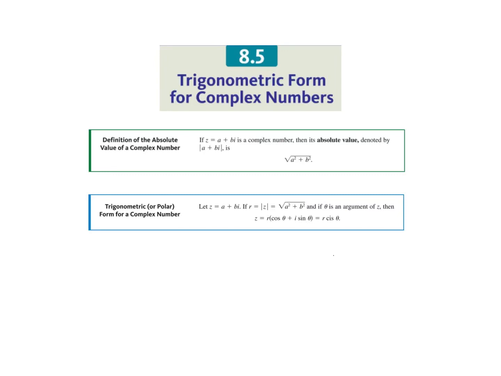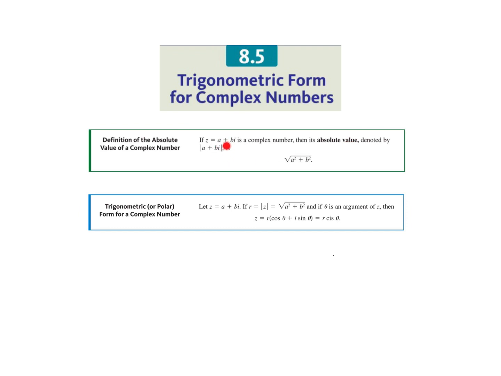Welcome to 8.5, trigonometric form for complex numbers. So, using complex numbers but putting them in trigonometric style. Really what we're looking at is this right here, your magnitude, but we call that the absolute value of our complex form.